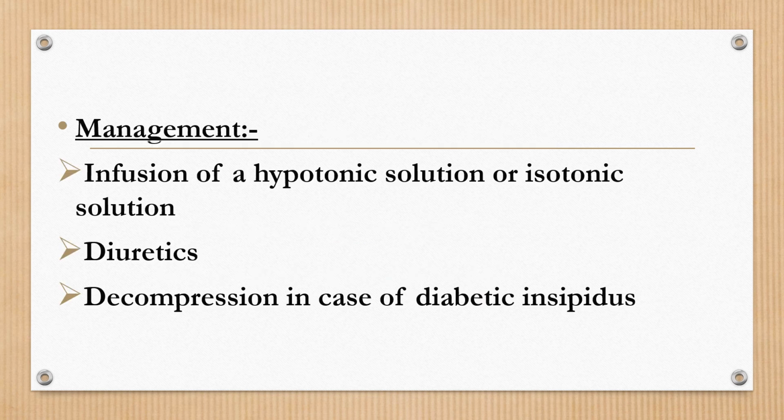And we see what is the management for hypernatremia. First of all, infusion of hypotonic solution or isotonic solution. As you know, hypotonic solution means there is decreased solute than the solution. Otherwise, isotonic solution, there is an equal proportion of solute as well as the solution. Then diuretics, for example, Lasix, that is furosemide, we can administer. Then desmopressin in case of diabetes insipidus.